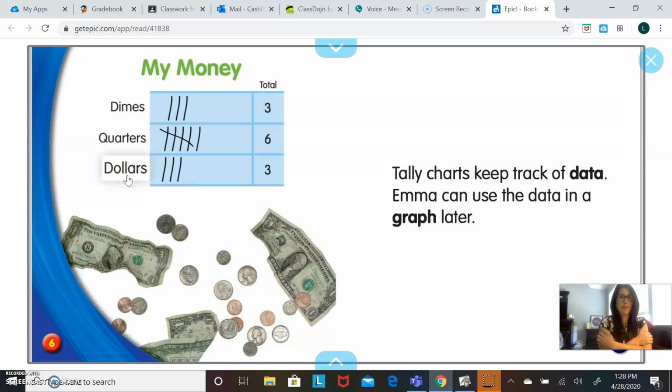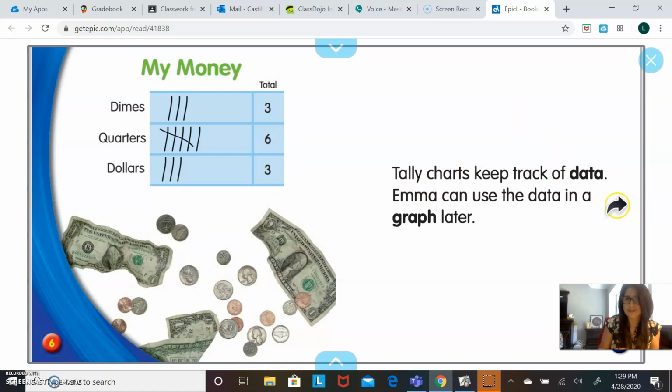And what could we say? What does she have most of? We're not talking about how much it is worth. We're just talking about the quantity. Which one does she have more of? Well, if we look, we know that she has more quarters. So that's how we can interpret a tally chart. This tells us that she has more quarters than dimes and dollars. And we can also say that she has the same amount of dimes and dollars. And so that is how you analyze and interpret a chart.